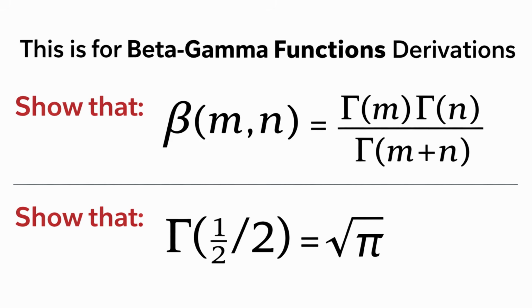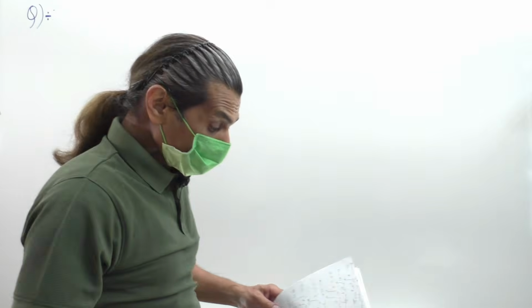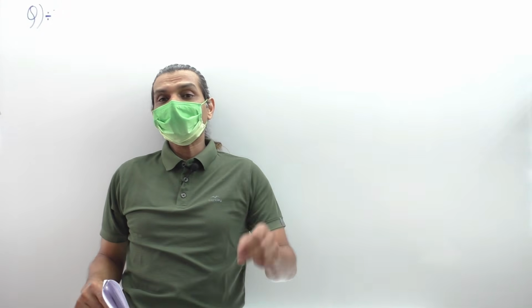With usual notations, show that beta m comma n is equal to gamma m into gamma n over gamma m plus n, and also prove that gamma 1 by 2 is equal to root pi. The very important thing is there are two derivations which they compulsorily ask in each and every paper.